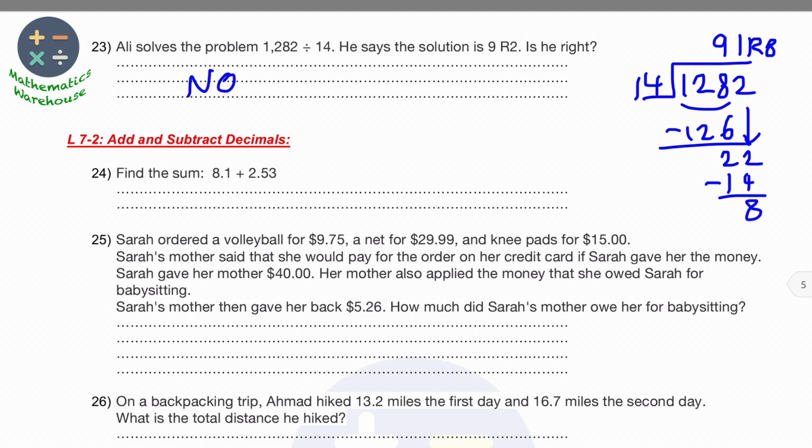Next question. Find the sum 8.1 plus 2.53. In adding and subtracting decimals, we have to put the decimal points under each other. 8.1, and here we start with the point. Here we have 53. Here we have 2. The empty place here means we have 0. Now 0 plus 3 equals 3. 1 plus 5 is 6. Point down, and 8 plus 2 is 10. So the answer is 10.63.